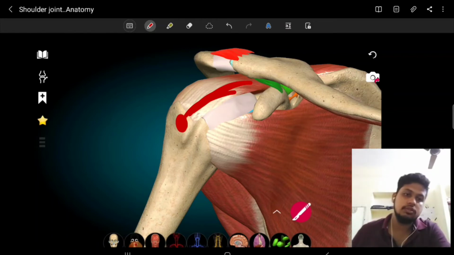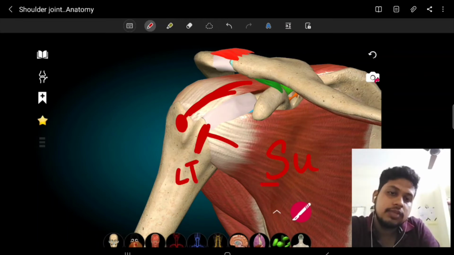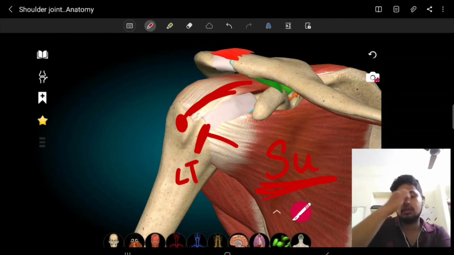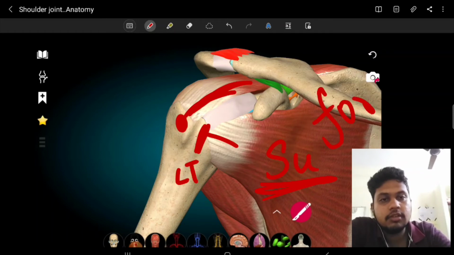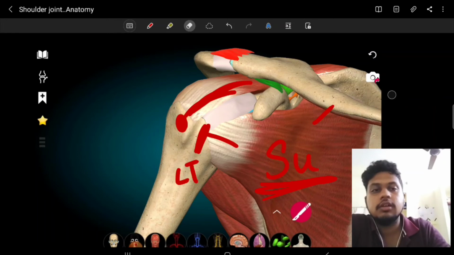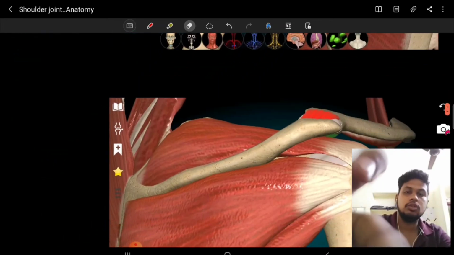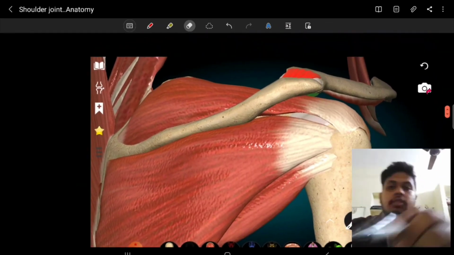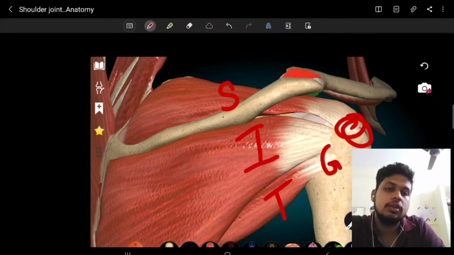infraspinatus. We can see it in the posterior view. I will show it. This is the subscapularis. This subscapularis is inserted in the lesser tuberosity. This subscapularis does not provide that much support for the rotator cuff, so it is also referred to as the forgotten muscle or the forbidden muscle. But now they have found out that subscapularis does provide some stability to the shoulder joint. So this is the posterior view. As you can see, this is the supraspinatus, infraspinatus, teres minor, which get attached to the greater tuberosity.